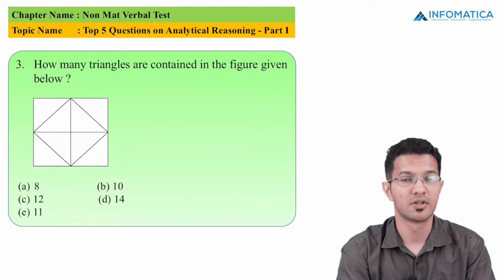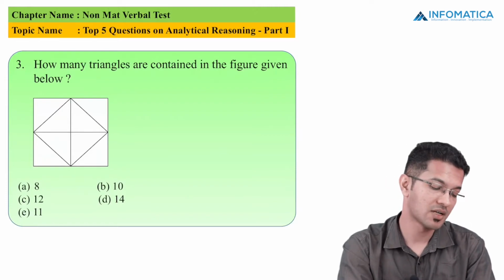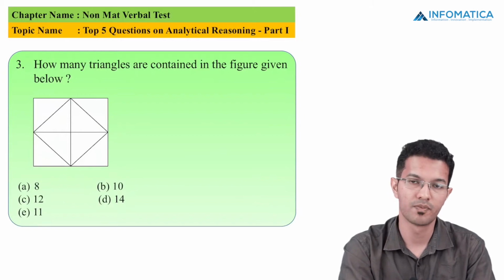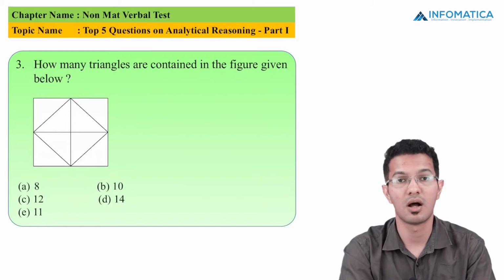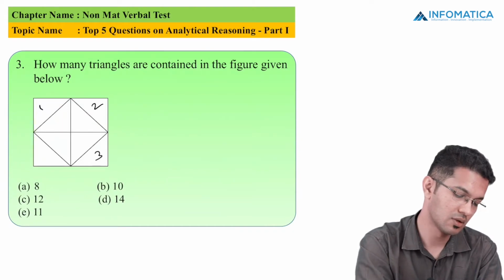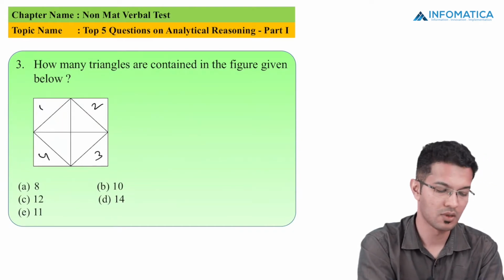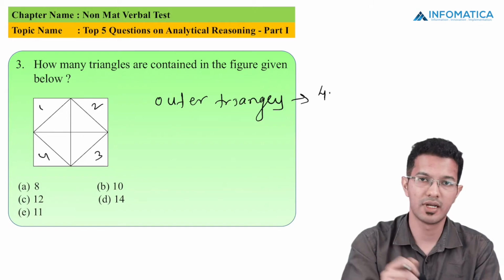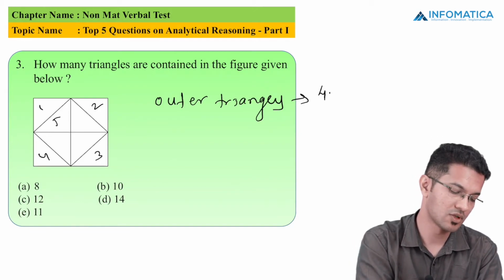Now let us go for the third MCQ. In this they have asked us how many triangles are contained in the figure given below. So let me start off with the outer triangles. I'll term this as number 1, then 2, 3, 4. So I write down outer triangles. Then we go for the inner triangles, which is number 5, 6, 7, 8.